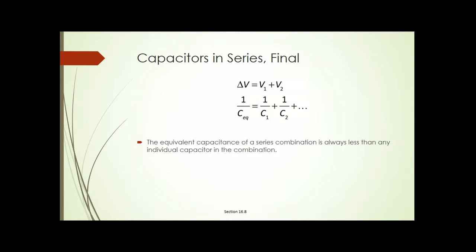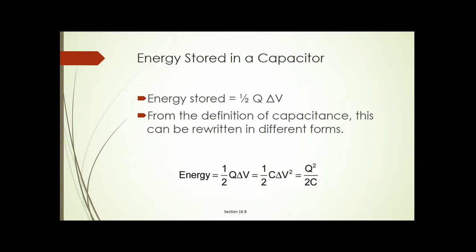One other thing we have to deal with in terms of capacitors is the energy stored. We can rewrite it in a variety of forms, but the energy stored in my capacitor is 1/2 the charge times the potential difference across it. And then I can also write it in terms of capacitance, just using that C is equal to Q over V. So that's the energy stored. You'll have some problems that deal with just calculating the energy stored in a capacitor.